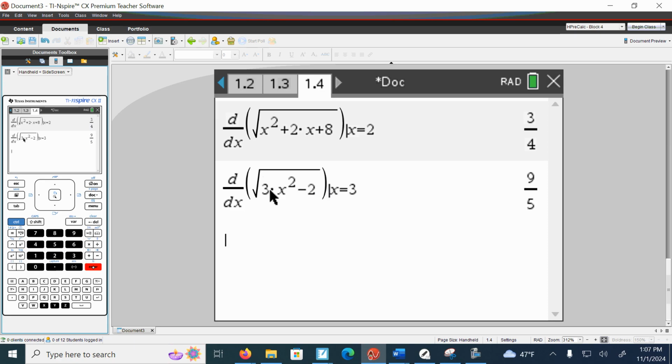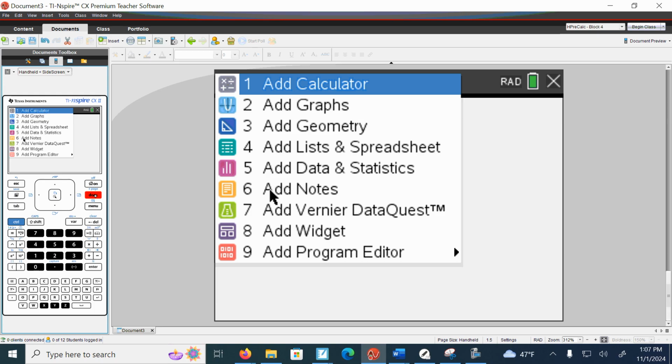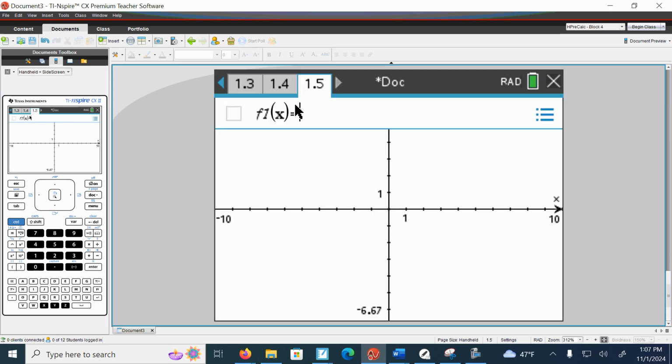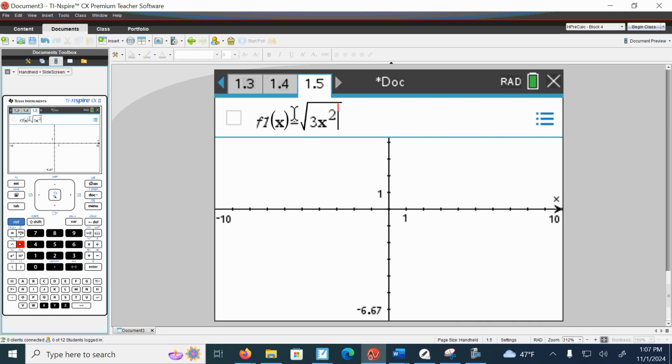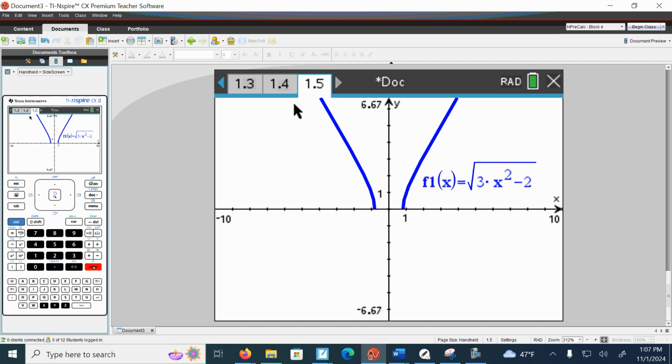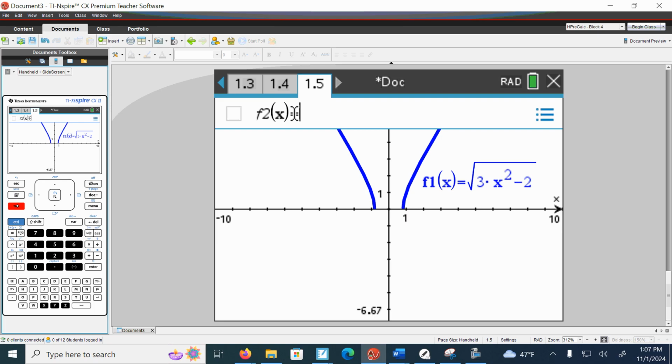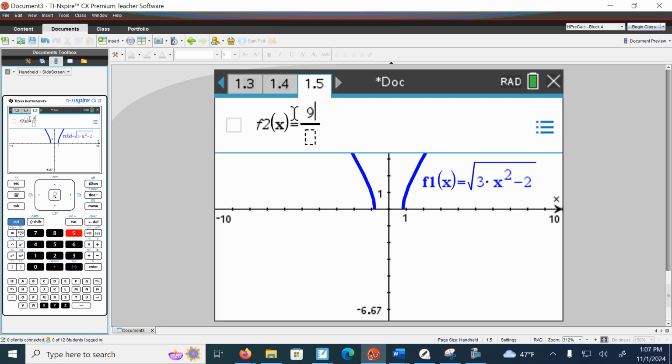That's what I got. Now I'm going to add another page. I'm going to do a graphing page. I'm going to graph the original function, which is the square root of 3x squared minus 2. That's the original function. And now I'm going to graph the tangent line, which is 9/5 x minus 2/5.